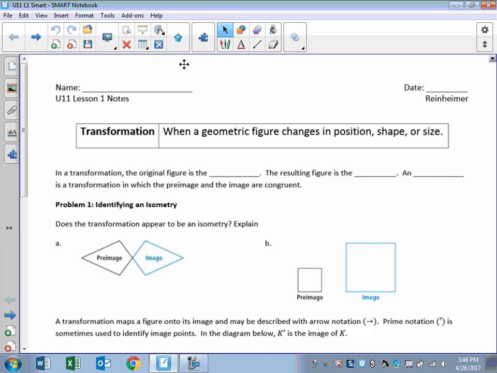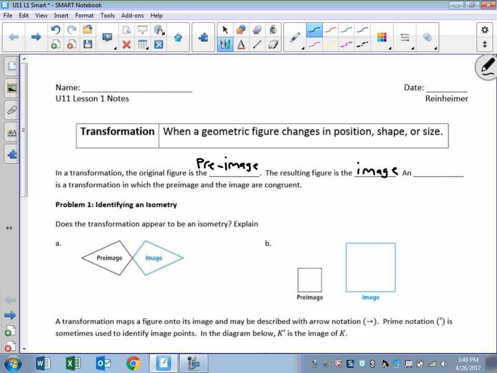So starting off, a transformation is just when a geometric figure changes position, shape, or size. The original figure, we call that the pre-image, and the resulting figure or the copy is the image. Now, when the pre-image and the image are congruent, we call that an isometry, also called a rigid transformation. So if you ever see the word isometry or rigid transformation, that just means that the pre-image and the image are the same size and same shape.